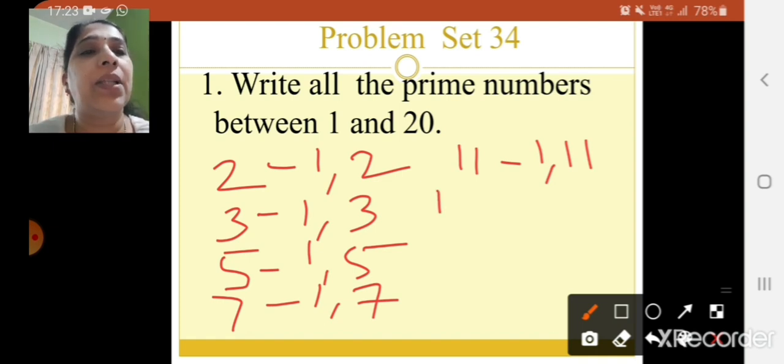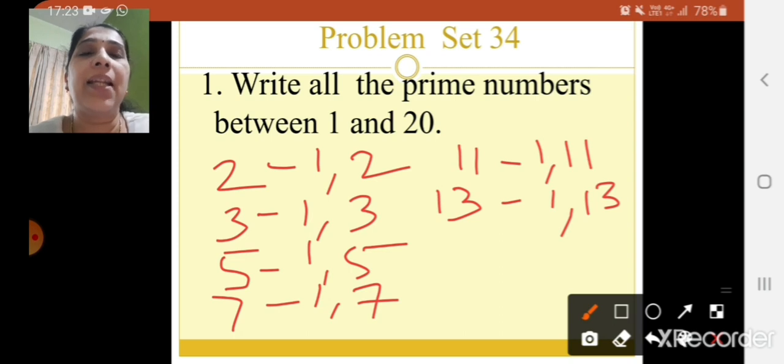Let's take the number 13. So number 13 has got 2 factors, 1, 13, right? Now let's take the number 14. 1, 2, 7, 14. More than 2 factors. So 14 is not a prime number. 15, no, because 1, 3, 5, 15. So these are more than 2, right? So 15 is also not a prime number. Then 16, no, because 1, 2, 4, 8, 16. It has got more than 2 factors.